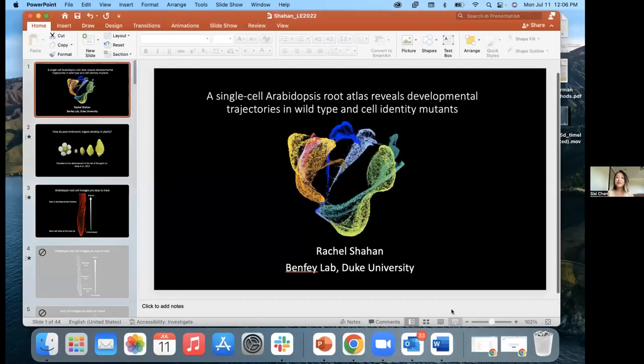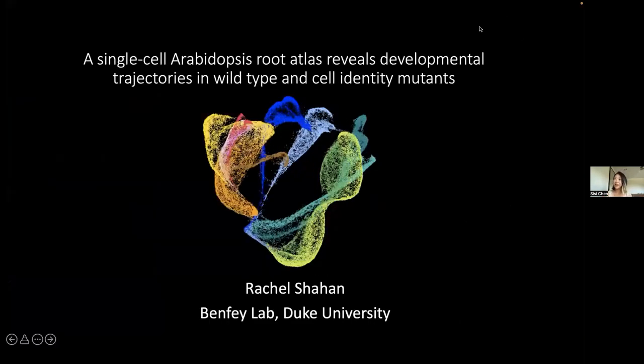And so without further ado, I'm going to introduce our first speaker today, Rachel Shahan. Rachel Shahan is a postdoctoral fellow at Duke University, who is really interested in the fundamental processes underlying plant organ development. She earned her PhD at the University of Maryland, studying the molecular regulation of strawberry fruit development. At Duke, she has led a collaborative effort to generate and utilize a transcriptomic atlas of the Arabidopsis root at single cell resolution, which is a really exciting story she's going to be telling us more about today. All right, take it away, Rachel.